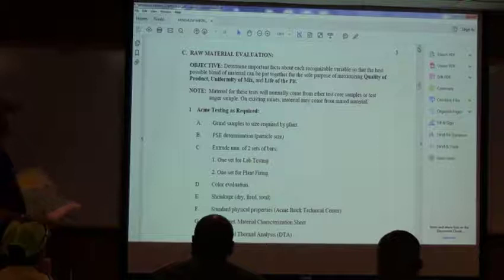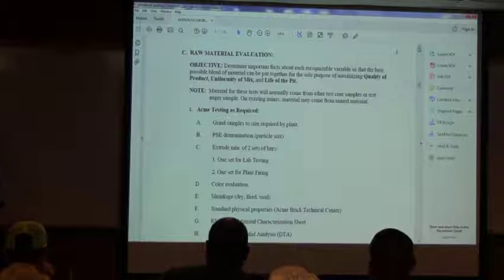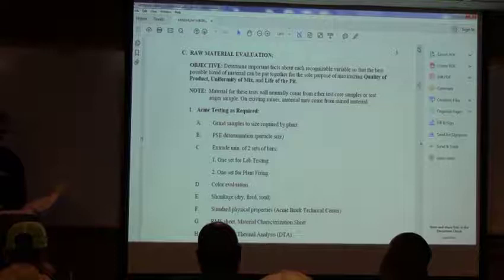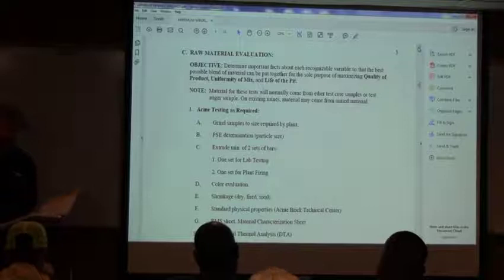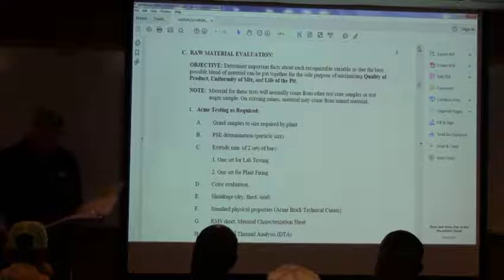Okay, raw material evaluation, a great sentence. The objective is to determine the important facts about each recognizable variable so that the best possible blend of material can be put together for the sole purpose of maximizing the quality product, uniformity of the mix, and the life of the pit, the life of mine. That's basically your base body program, making sure that it's repeatable and realistic.